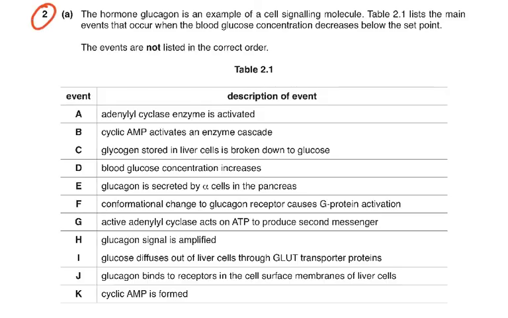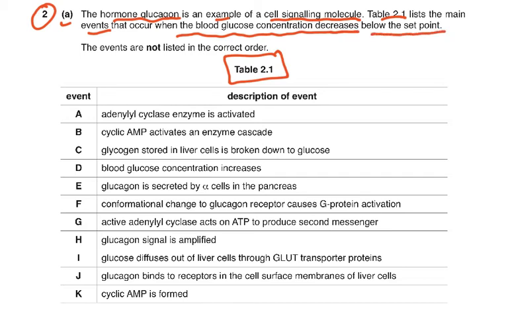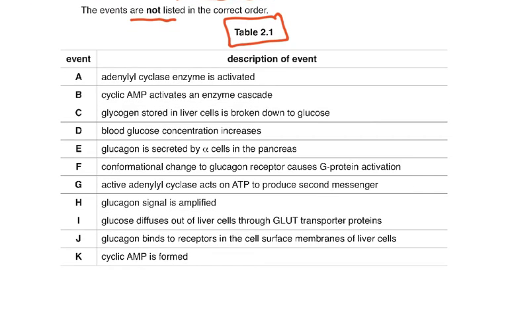Now question 2, A part. The hormone glucagon is an example of a cell signaling molecule. Table 2.1 lists the main events that occur when the blood glucose concentration decreases below the set point. The events are not listed in the correct order. Now all you have to do is read these, and when you read them, you should be thinking which one would come first.